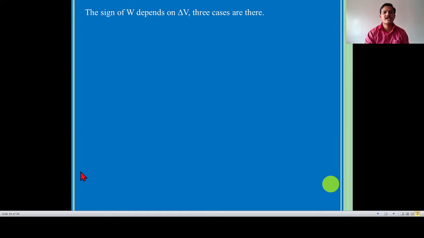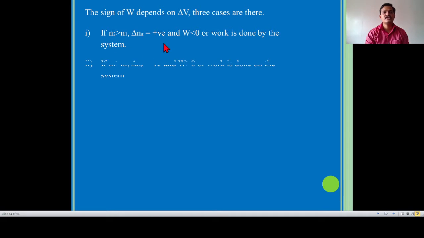Now the sign of work depends on the change in volume. There are three cases. Number first, if N2 is greater than N1, meaning the number of moles of gaseous product is greater than the number of moles of gaseous reactant, then delta Ng is positive and W is negative, so work is done by the system. Condition number 2, if N1 is greater than N2, meaning the number of moles of gaseous reactant is greater than the number of moles of gaseous product, then delta Ng is negative and W is positive.